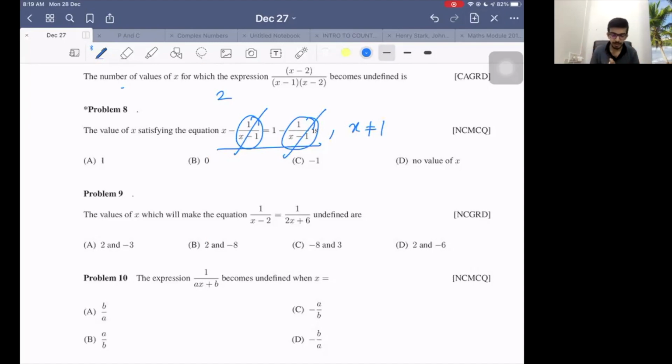That is not a solution because when you put x is equal to 1, it is going to give you invalid terms. So at first glance, x is equal to 1 may look like a solution, but it is not a solution. So in this case, there is no value of x. We have already seen this in the previous class. There is no value of x which will satisfy this equation. All right. This is fine.